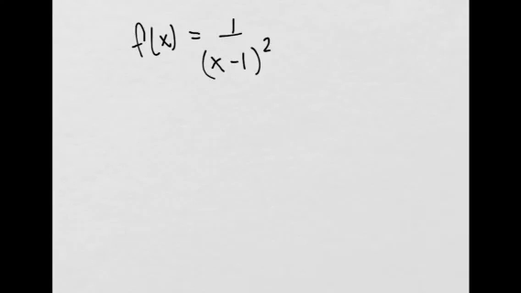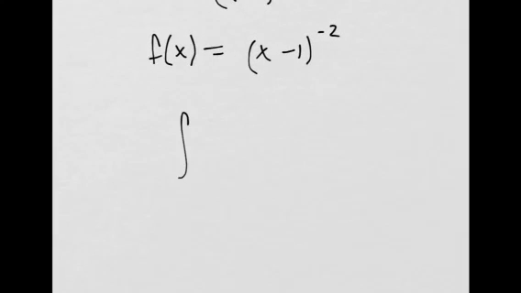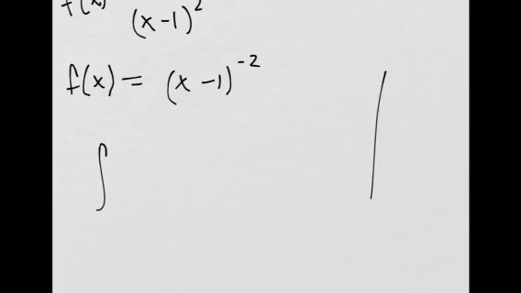What is the area under the curve in the second quadrant? I'm going to rewrite that as x minus 1 to the negative 2. And then to get the area under the curve, this would be an improper integral from that picture. Let's just draw the picture real quick.